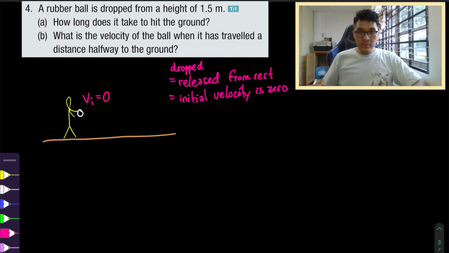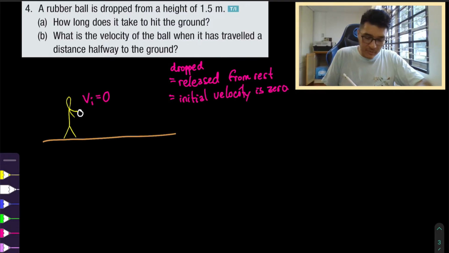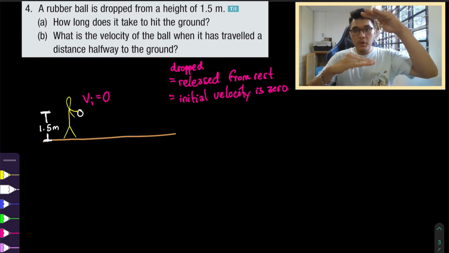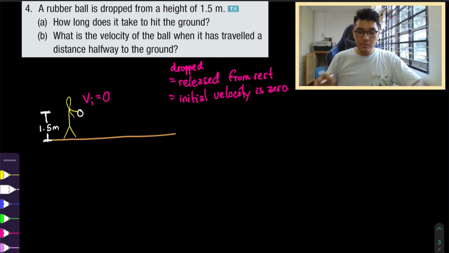All right, so whenever you drop an object or they say release from rest, all that tells you is that the initial velocity is going to be 0. Now the other piece of information that we have is that it is dropped from a height of 1.5 meters. Now whenever I put this as representing the length, notice that there's no arrows. It's just the bars to tell you that between those 2 points the length is 1.5 meters.